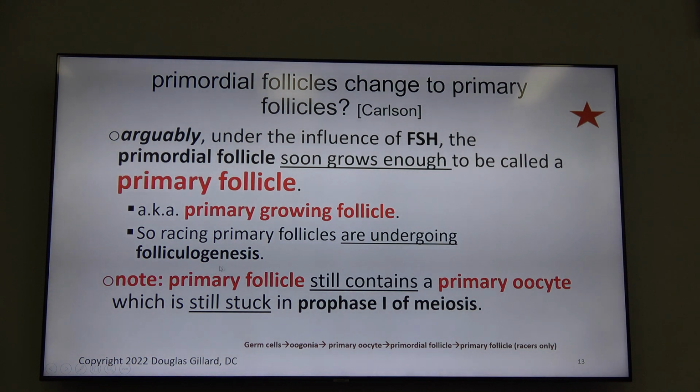And we're still in the process of follicular oogenesis. The primary follicle, remember, still contains its little passenger. It's still only one cell thick, and it's the primary oocyte that still lives inside this primary follicle. What's the difference between a primary follicle and a primordial follicle? Primary follicles are only seen in the ones that are racing to ovulate. It's bigger than the other ones. You can see these under an electron microscope and tell the difference. All right, and we also remember that the primary oocyte is still stuck where? Prophase 1 of meiosis, or is it mitosis? Meiosis.